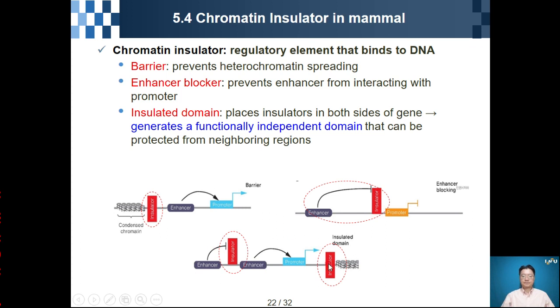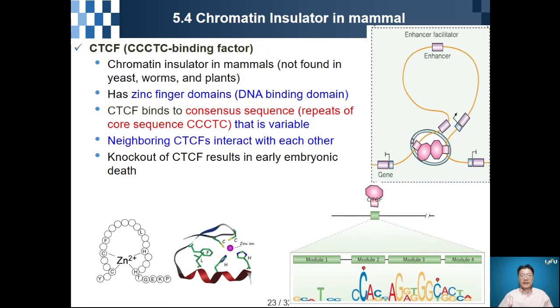In this slide, I will explain CTCF. This is the CCCTC-binding factor. CTCF is the chromatin insulator in mammals. CTCF is not found in yeast, worm, and fly. And that's why CTCF is the chromatin insulator in mammals.